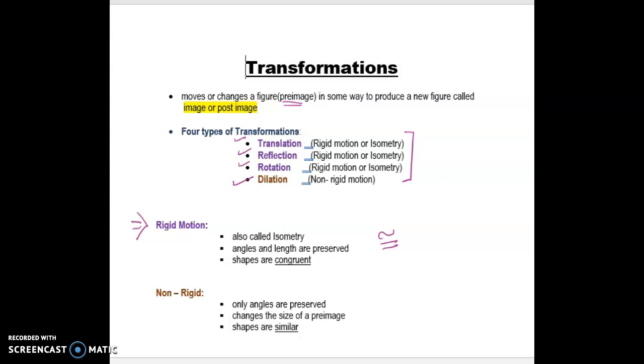On the other hand, the fourth type of transformation, which is called dilation, is a non-rigid motion. In a non-rigid motion, only angles are preserved. It changes the size of a pre-image. The shapes are only similar. They are not congruent. They are only similar.